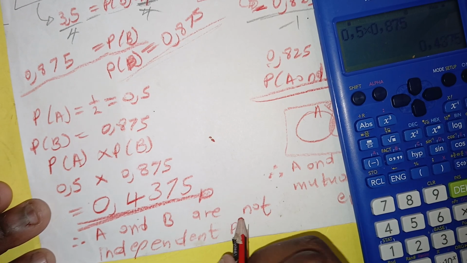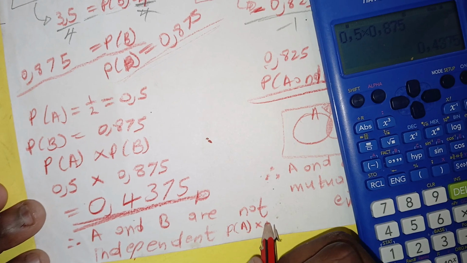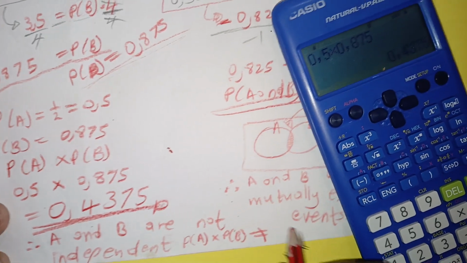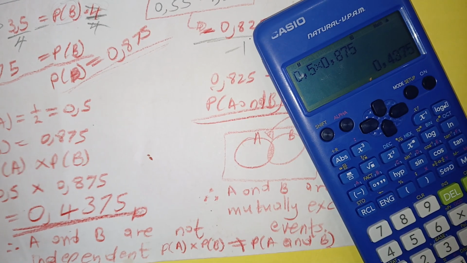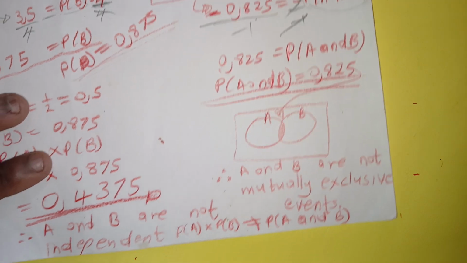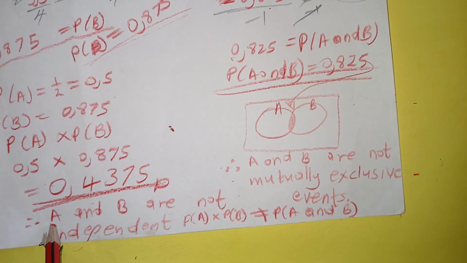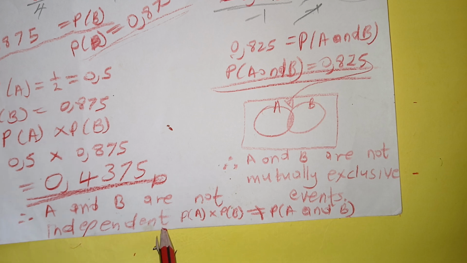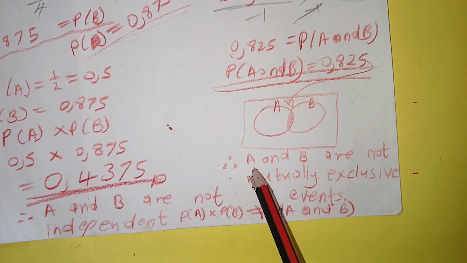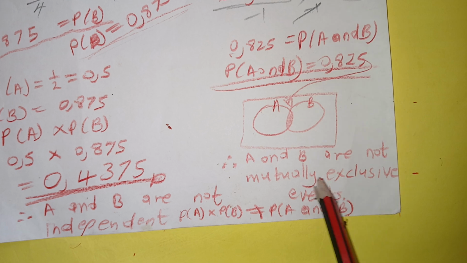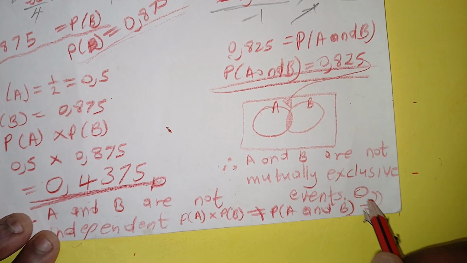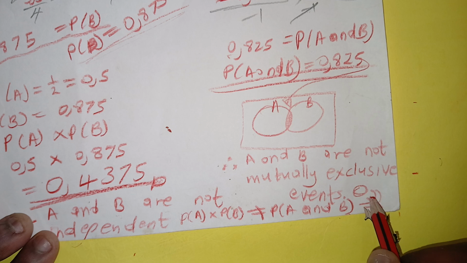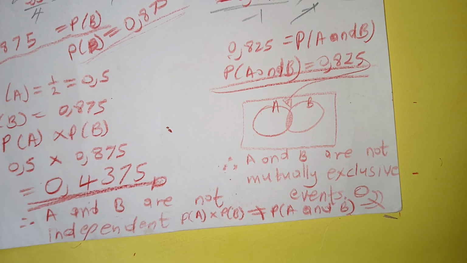The reason is that when we multiply A by B, it's not equal to A and B. It's not equal to what we need. So it means that A and B are not independent events. Do you understand? And also, they are not mutually exclusive because their intersection is not equal to 0. Here you can just say intersection, it's not equal to 0. It's not equal, guys. Yeah.